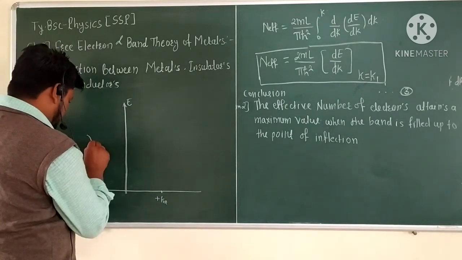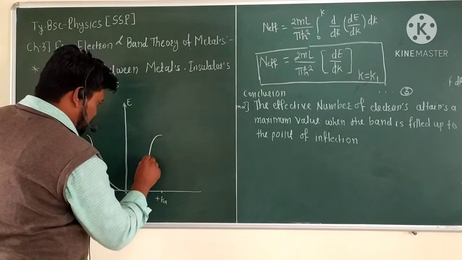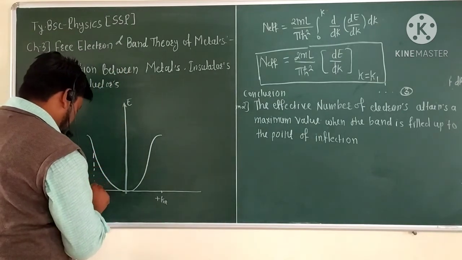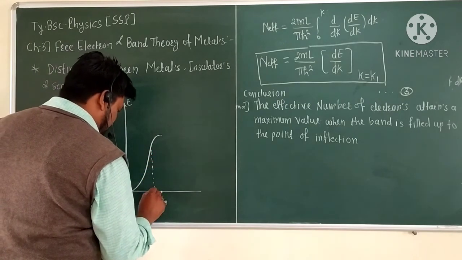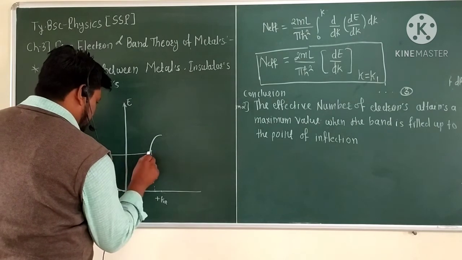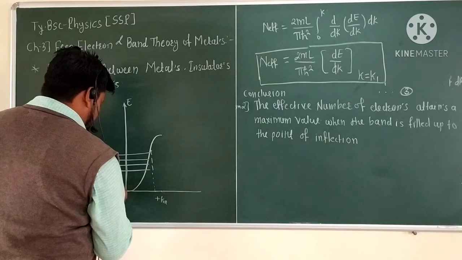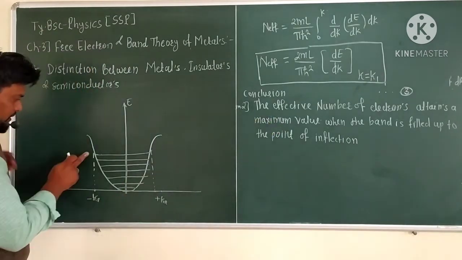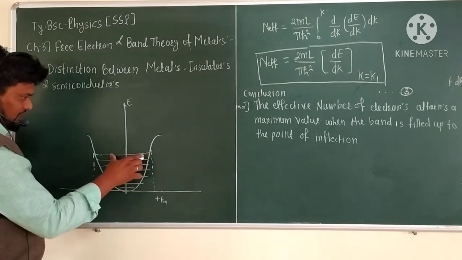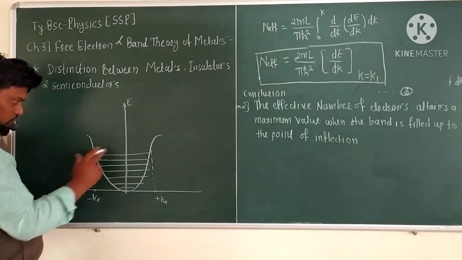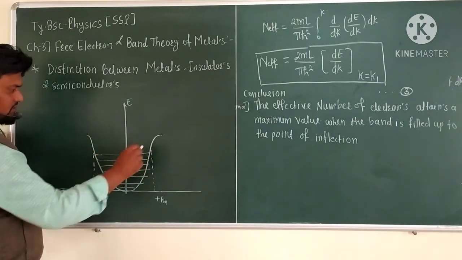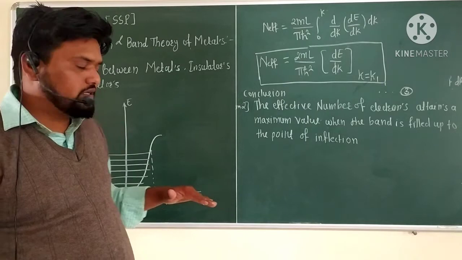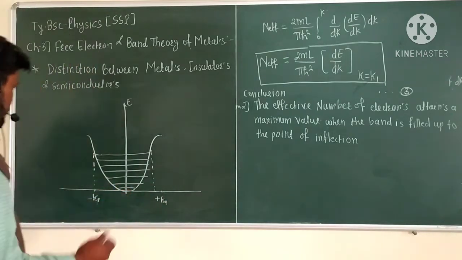And if we look at this figure, the energy which is filled up to half is given by the second conclusion, which is considered as this value, which is maximum at the point of inflection. So why consider the point of inflection? Because both of these bands are filled up to the point of inflection, and this point is the point of inflection for both curves. So that is the analysis of this figure, the band filled up to the point of inflection.